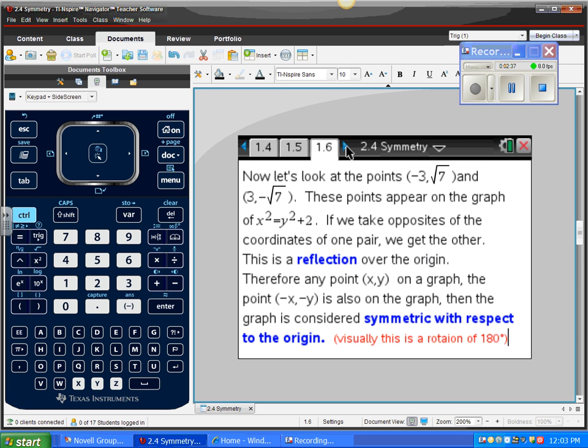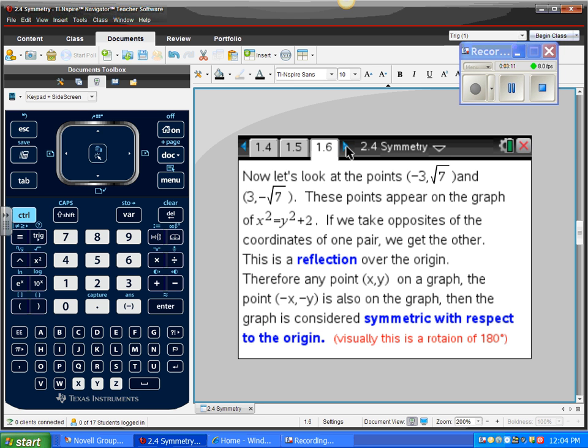And one more that I need you to know, and that is a reflection over the origin, being the point (0, 0). Okay? So if I have (-3, √7), that reflection over the origin becomes (3, -√7). So my rule there is (x, y) becomes (-x, -y). Essentially, we are negating both the x and y. Okay? This is also considered symmetric with respect to the origin. So visually, what that reflection over the origin is going to look like is a rotation of 180 degrees. Okay?